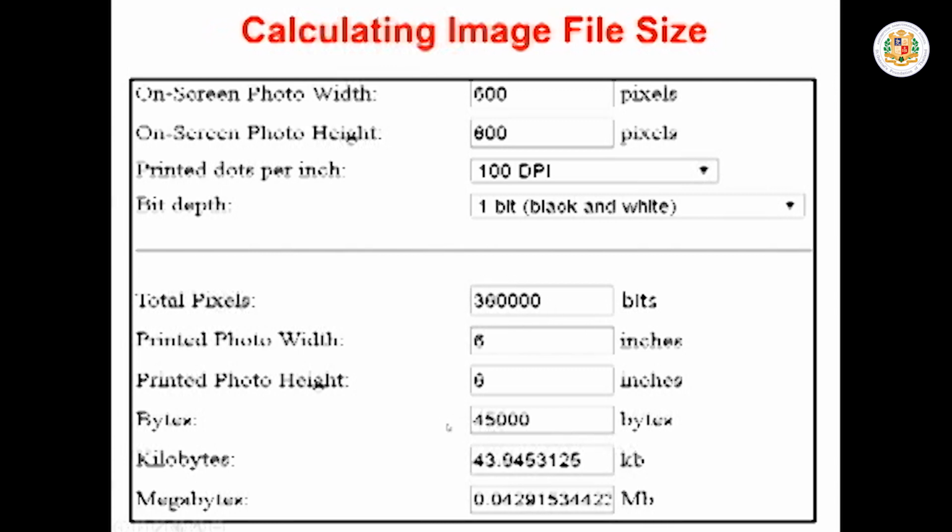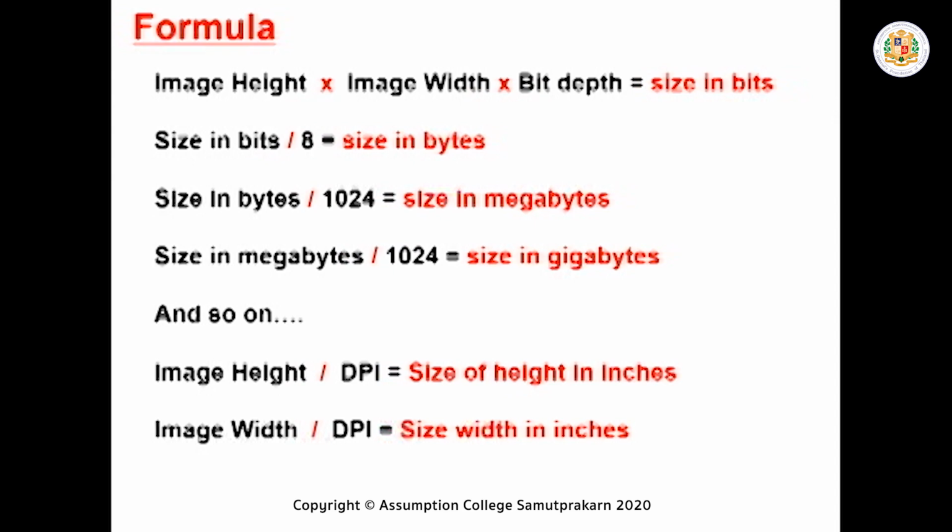Next, how do we get the bytes? We get the total bits, we divide it by 8, and we get the total bytes. Next, how do we get the kilobytes? We get the total bytes and we divide it by 1024, and we get the total kilobytes. And now how do we get megabytes? We get the kilobytes, we divide it by 1024, and we get the megabytes. So this is the formula. Everyone just review this one. You can pause the video and review this formula.